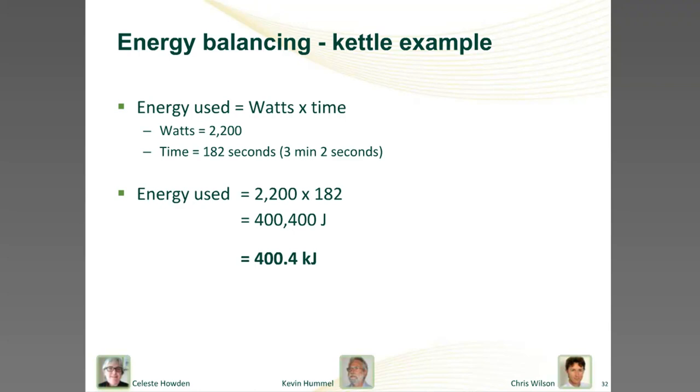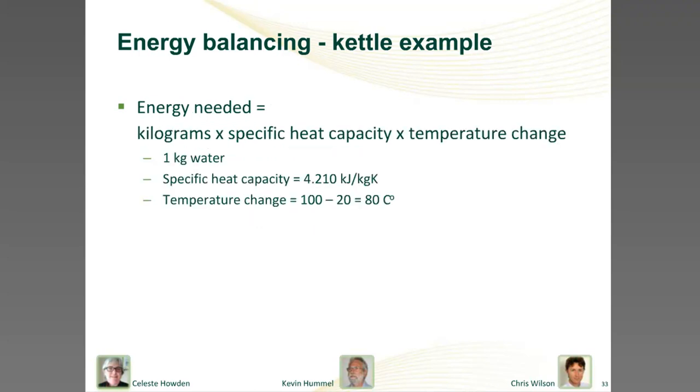Now we know that a watt is a joule per second, so in the 3 minutes 2 seconds, which is 182 seconds that the kettle was on, it used 2200 watts times 182 seconds, which gives us 400,400 joules, or 400.4 kilojoules. So that's what was used. But how much was actually used to heat the water?